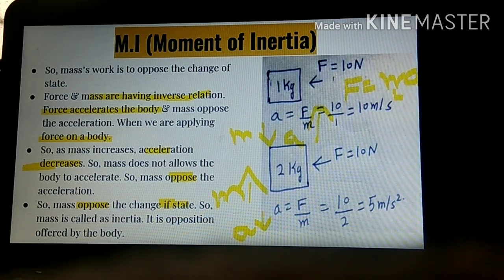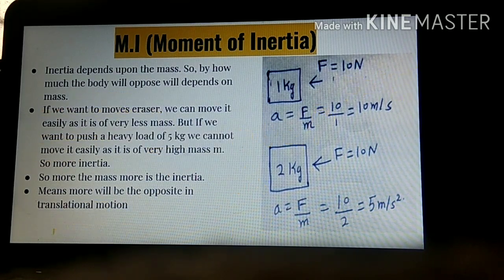We have already studied this in ninth standard related to Newton's first law, that the more the mass, the more the inertia. Newton's first law was related to inertia. Similarly, mass is also called inertia. Inertia is the opposition offered by the body. Inertia basically depends upon mass. So by how much the body will oppose will depend upon the mass.